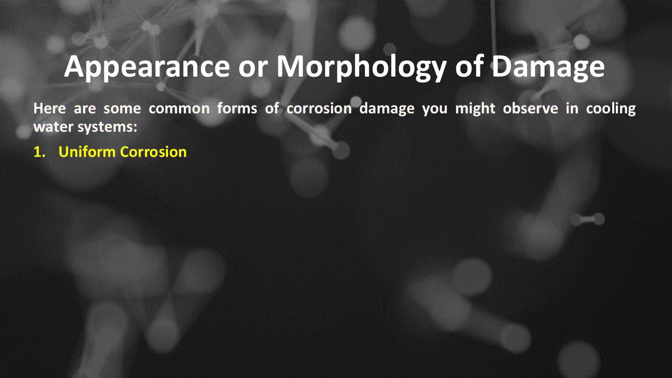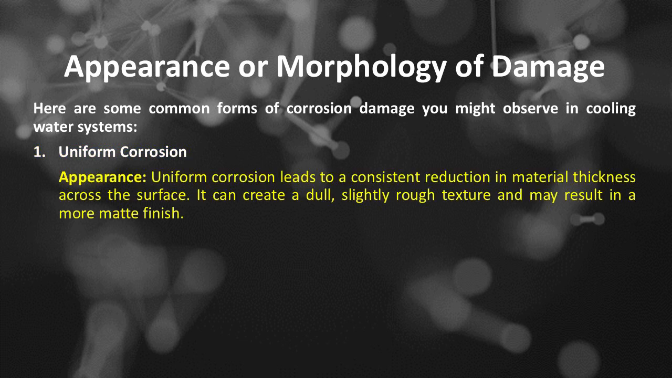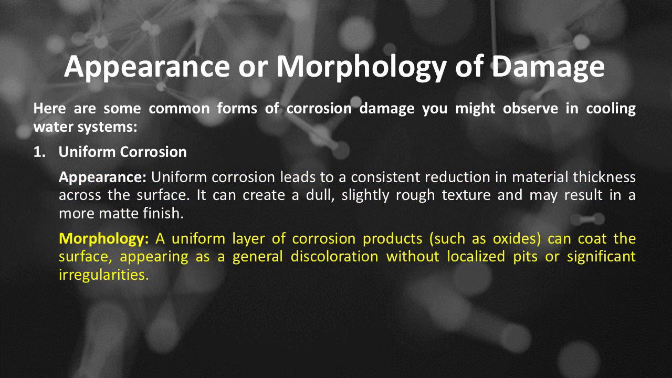Number 1 is uniform corrosion. Uniform corrosion appearance. Uniform corrosion leads to a consistent reduction in material thickness across the surface. It can create a dull, slightly rough texture and may result in a more matte finish. Uniform corrosion morphology. A uniform layer of corrosion products, such as oxides, can coat the surface, appearing as a general discoloration without localized pits or significant irregularities.